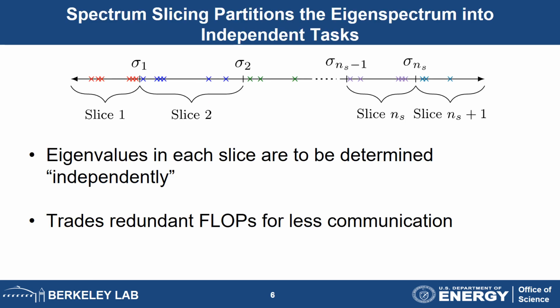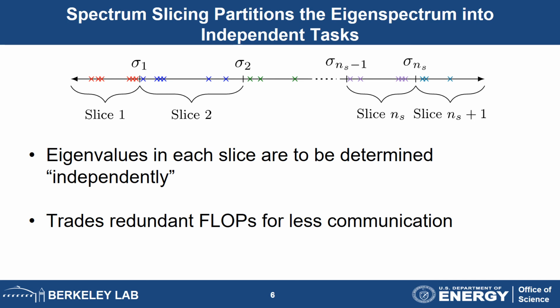The basic idea behind spectrum slicing is to partition some spectral region of interest into multiple domains, or so-called slices, such that we may obtain the eigenvalues in each slice independently from the other slices. Now, I put "independently" here in quotations as some of the information has to be communicated between slices to remove the possibility of missing or duplicating eigenpair approximations at the end of the diagonalization.